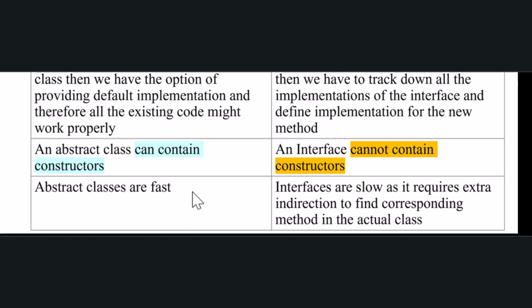Abstract classes are fast. Interfaces are slow as they require extra indirection to find the corresponding methods in the actual class.